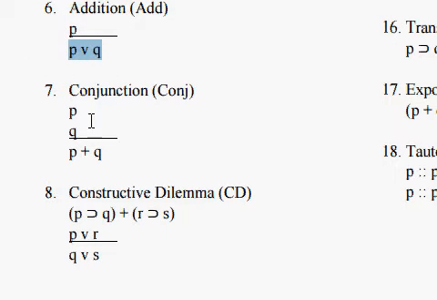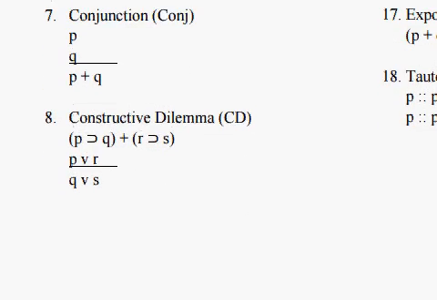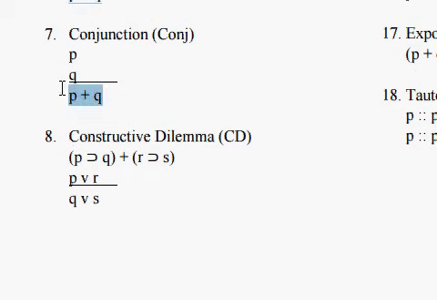Conjunction is really nothing more than saying if you have 2 separate ideas, you can combine them. If you know P is true and you know Q is true, you can combine them into one statement. For example, if you know Paul is here and you know Quentin is here, then you can combine that into one statement: Paul and Quentin are here. You don't have to keep them separate. It's a pretty simple move.